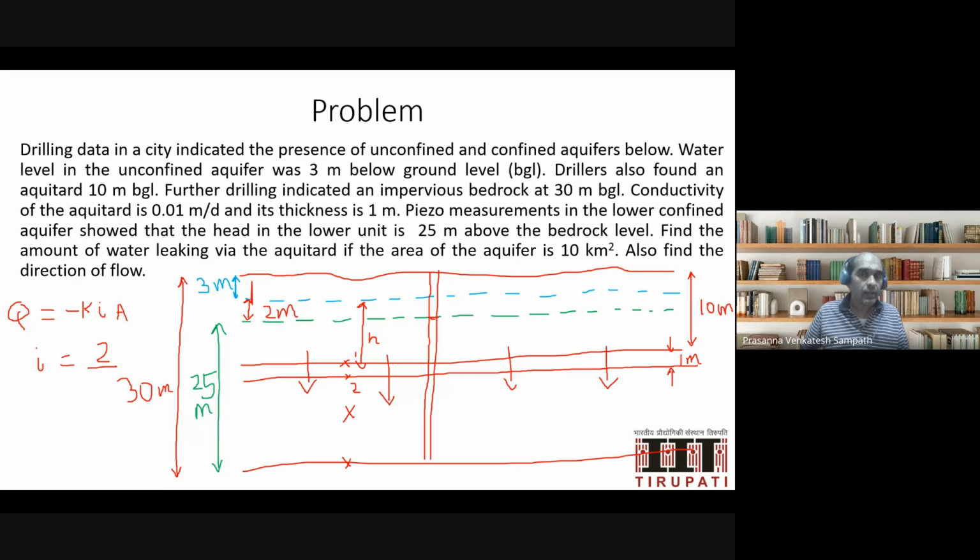So therefore, you will have to figure out what the pressure at point 2 will be. How do you figure that out? How will you figure it out? It is these many meters above the top of the aquifer.